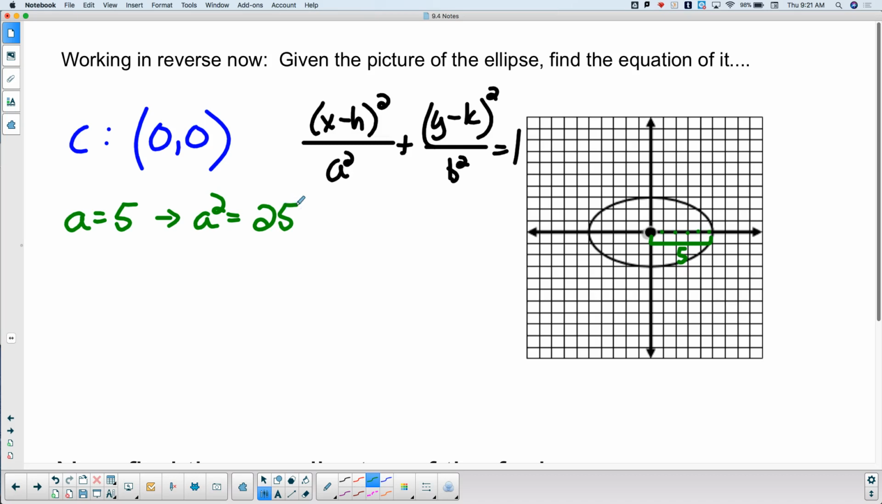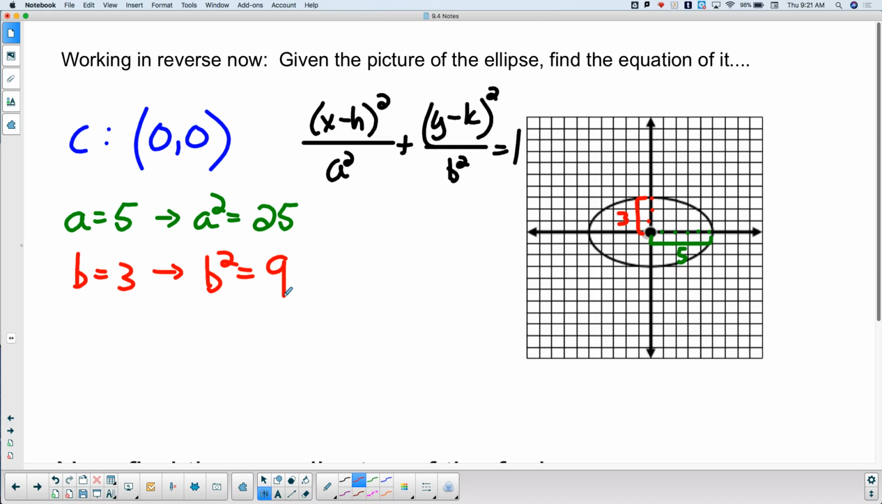I have H, I have K, I have A. What's the only thing I need yet? The B squared. So how am I going to find B? From the center. So 1, 2, and 3. I get this distance here is 3. So that means that's my B, right? So what does that mean? It's 9.